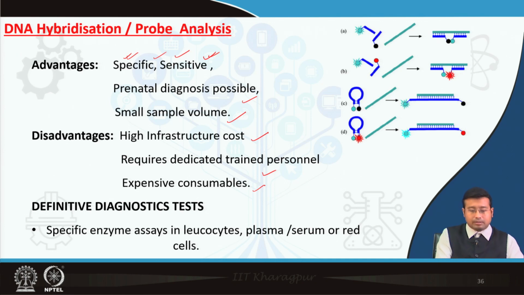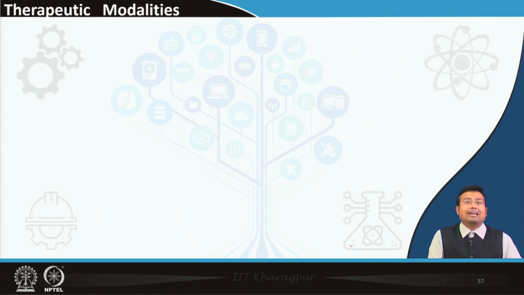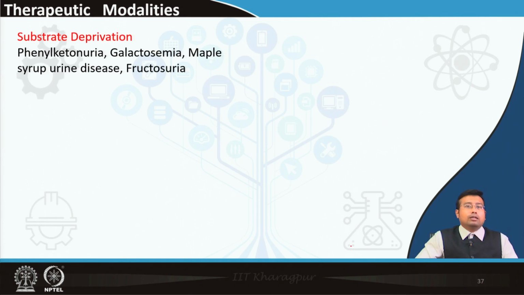So definitive diagnostic tests are specific enzyme assays, in nucleated leukocytes, plasma, serum or red cells. If the enzyme is found to be decreased or absent, then the inborn error of metabolism is definitively proved. And lastly, we come to therapeutic modality. Again, that may come as a long question, and you need to classify your answer under several headings, giving one mode of treatment and at least 2 or 3 disorders under that heading.